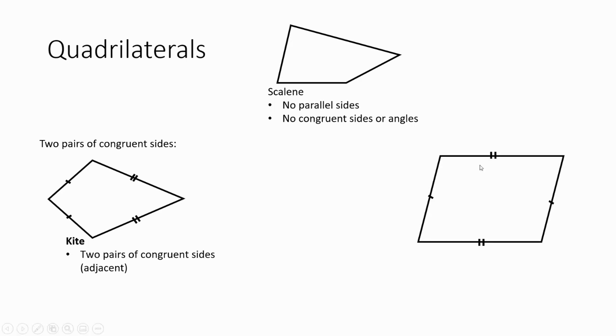If we have two pairs of congruent sides that are not adjacent, so if they match and they're opposite, then we again have the parallelogram. Two pairs of congruent sides, and the opposite sides are parallel.